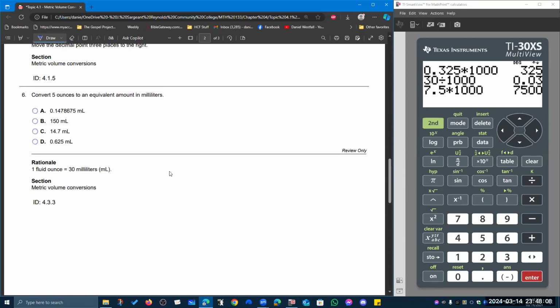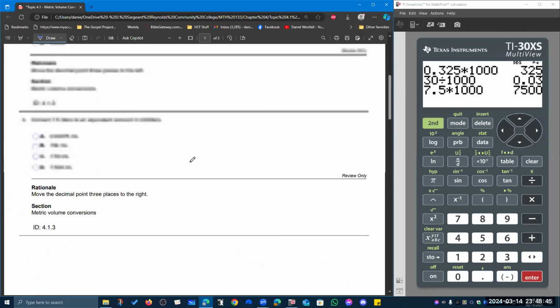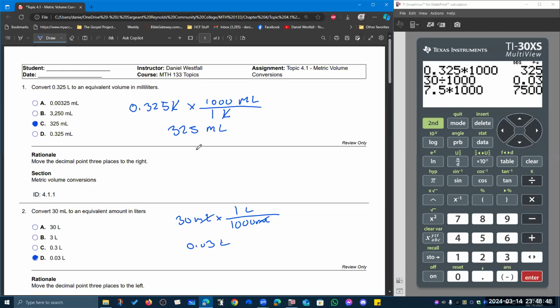Now in this last problem, we need to convert ounces to milliliters. So 5 fluid ounces. And that 1 fluid ounce is 30 milliliters. Fluid ounces will cancel. 5 times 30 is 150. And there we go. That's our last problem in this section. And that was your dimensional analysis technique.